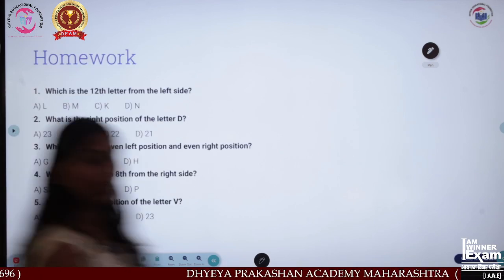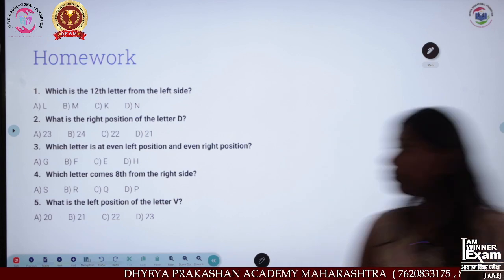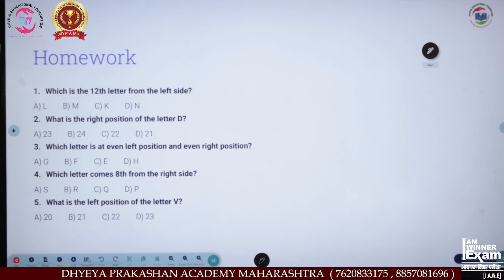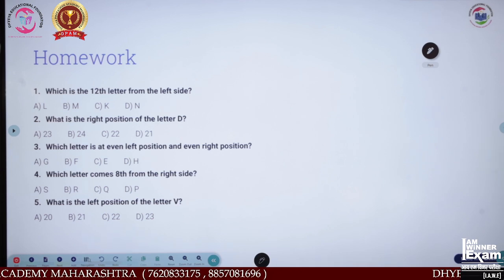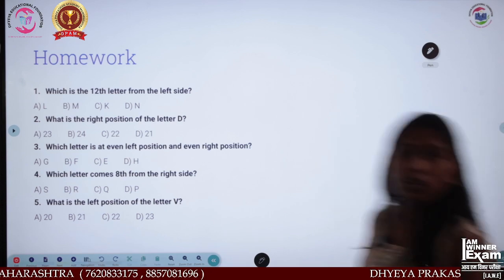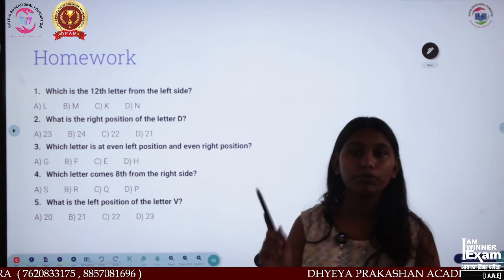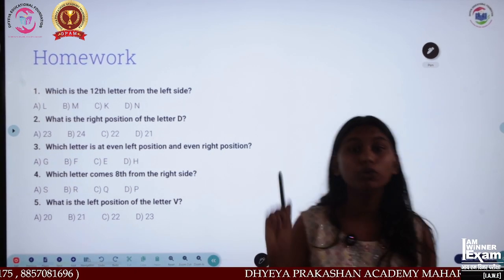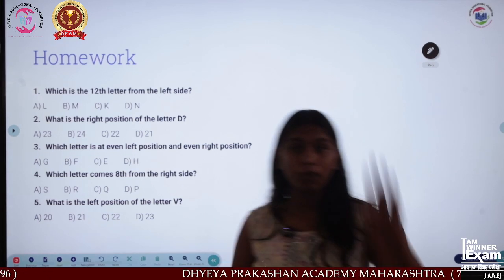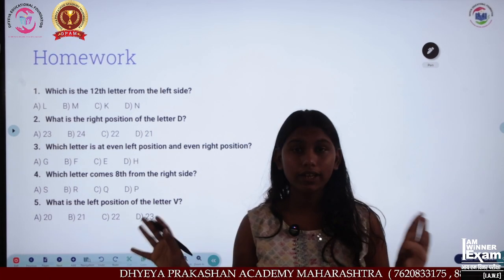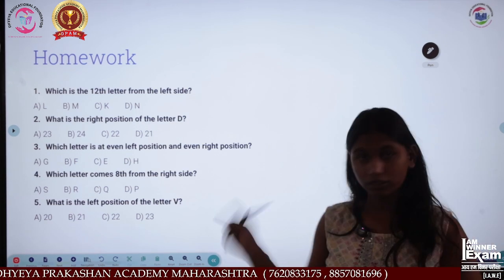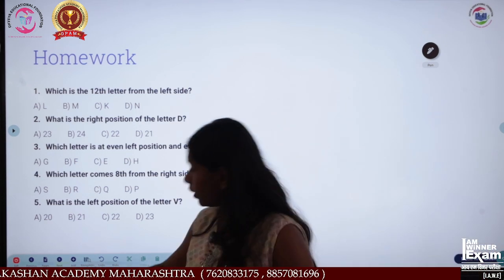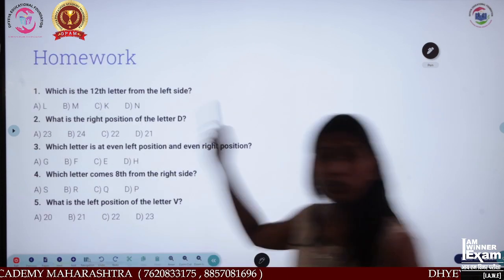Then these questions are for your homework. Take a screenshot of these questions. What you have to do is write all the letters up to Y, and position them from the left hand side and from the right hand side also, and you have to solve these questions based on those alphabets. Now how will you do these questions?